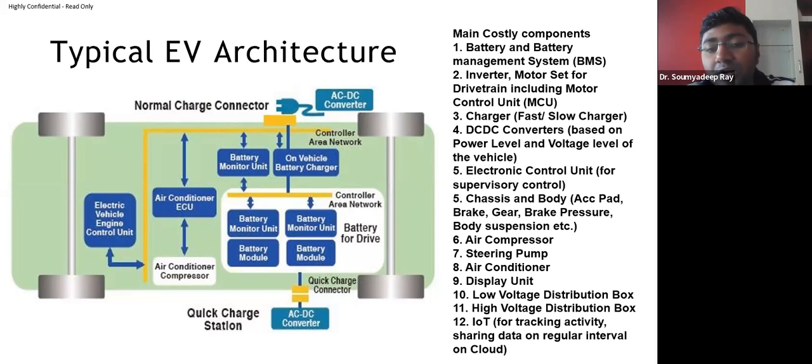And the fifth important thing is the ECU, or electronic control unit. Basically, it is the master or supervisory controller which ensures control over all the units present over here. So what are the units? Basically, there are chassis and body. So what do you mean by chassis?